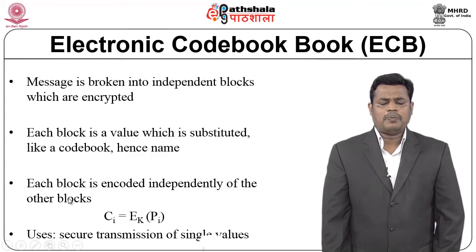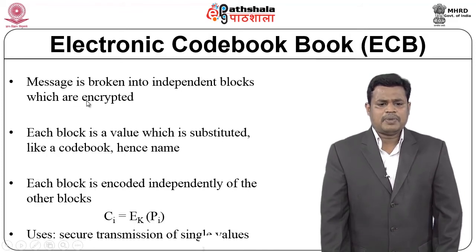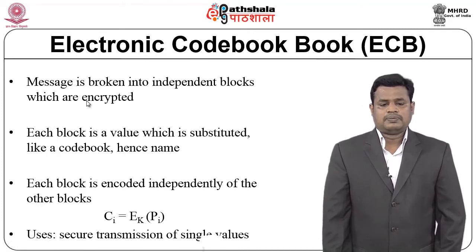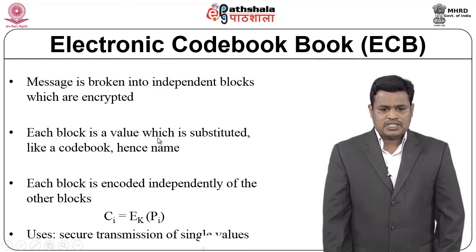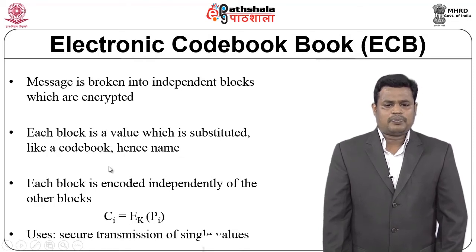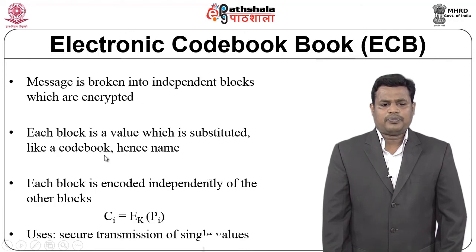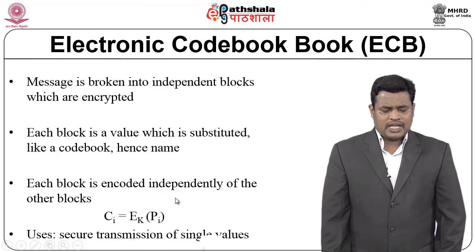Now we are going to see the modes of operation one by one. The first one is Electronic Code Book, ECB. In ECB, the message is broken into independent blocks which are encrypted. I take each part of the message as an independent block, and each block is a value which is substituted like a code book. Hence it is called an electronic code book. Each block is encoded independently of the other blocks. That is also a drawback of this particular mode, where each block is encoded independently.